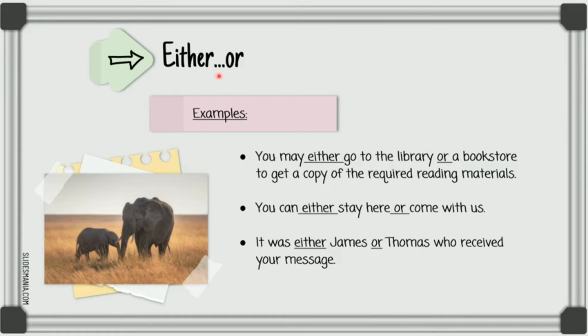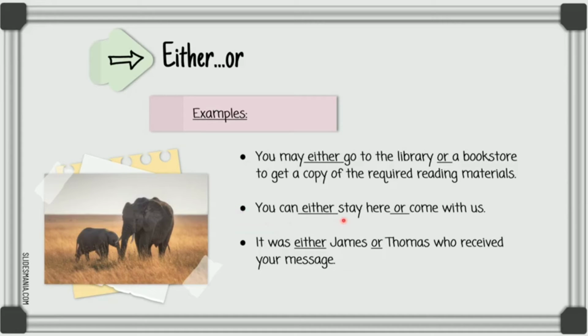Let's look at either or. The first sentence, you may either go to the library or a bookstore to get a copy of the required reading materials. So from the first sentence, we can see that the person can choose between a library or a bookstore to get a copy of his or her required reading materials. So here, we must use either or. We cannot use neither nor, because if we use neither nor, then the meaning will be incorrect.